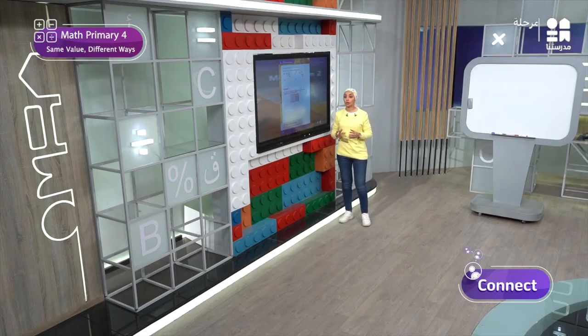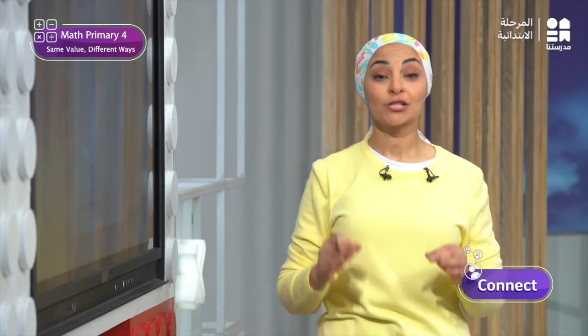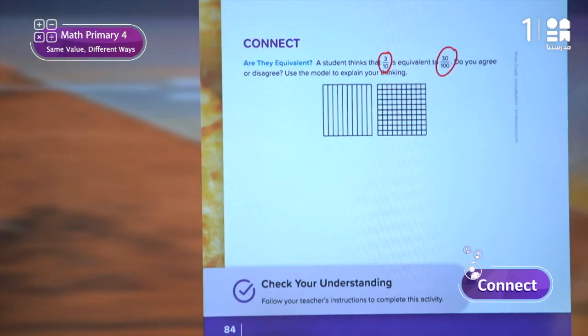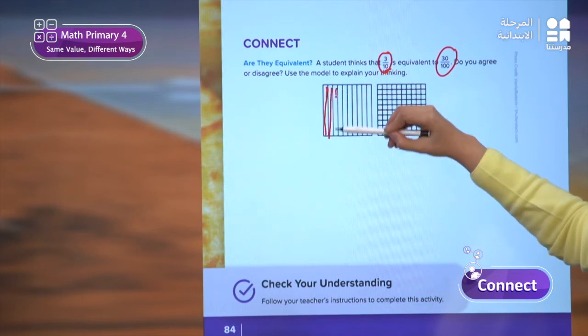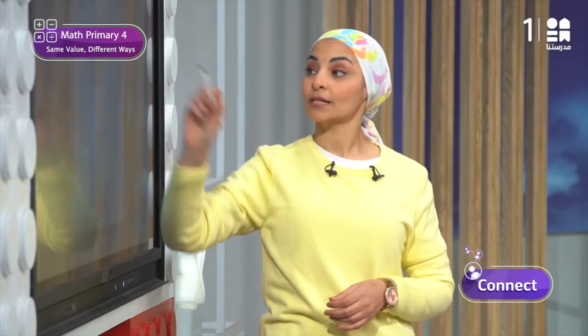Now let me show you. I want to show you the answer of one of my students. My student said that the two fractions are equivalent. He told me yes, the two fractions are equivalent, 3 over 10 and 30 over 100. Well, if we represent these fractions and shade 3 columns of the first model, for 3 over 10 I must shade 3 columns, right? Okay, and for 30 over 100, I will shade 30 parts of the second model.